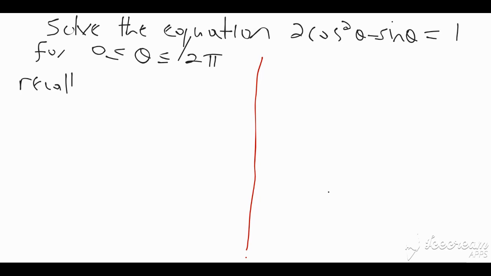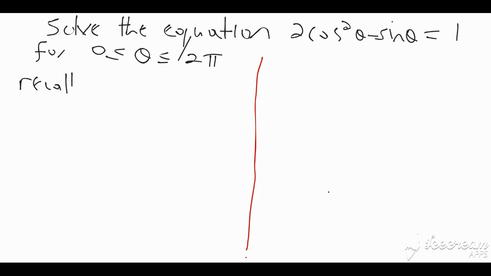Now today we'll be looking at an application of a basic trig identity. So we'll be solving the equation 2 cos squared theta minus sine theta equals 1. And what is important here is the interval where theta is greater than or equal to 0 but less than or equal to 2 pi. So I know the answers I get should actually be inside of this range.